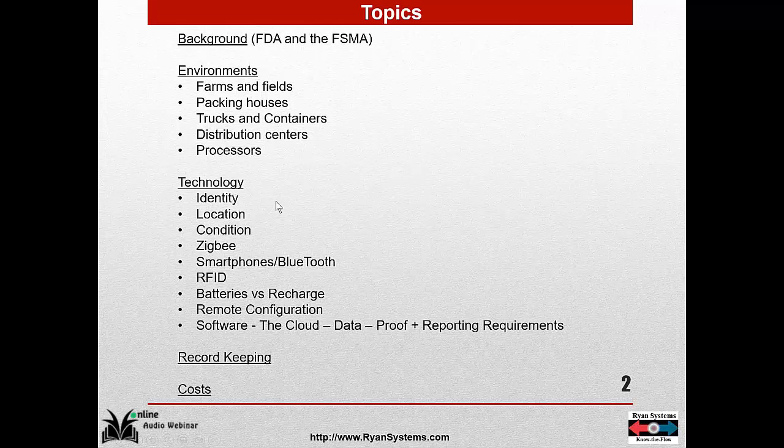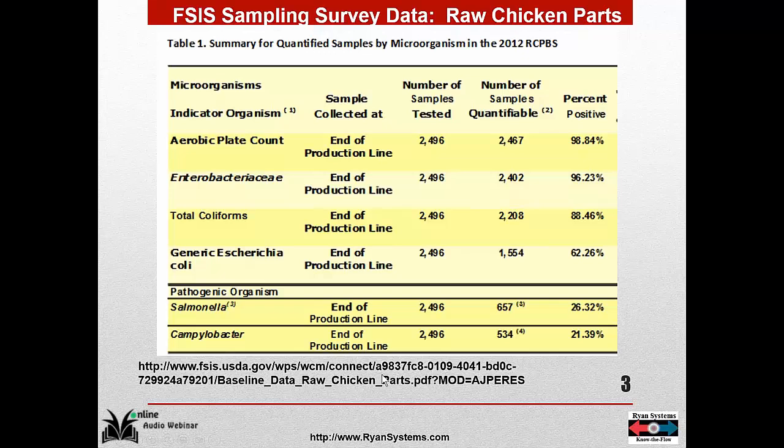I'm going to talk about a lot of different technology, including Zigbee, location, identity, and condition, RFID. I did a lot of work with RFID with the Department of Agriculture in Hawaii when I was there. And then a lot of different software we'll talk about. And of course, your favorite, record keeping. Now remember, if you're collecting data, you've got to set up a system to keep that data. And of course, we're going to talk about software too.